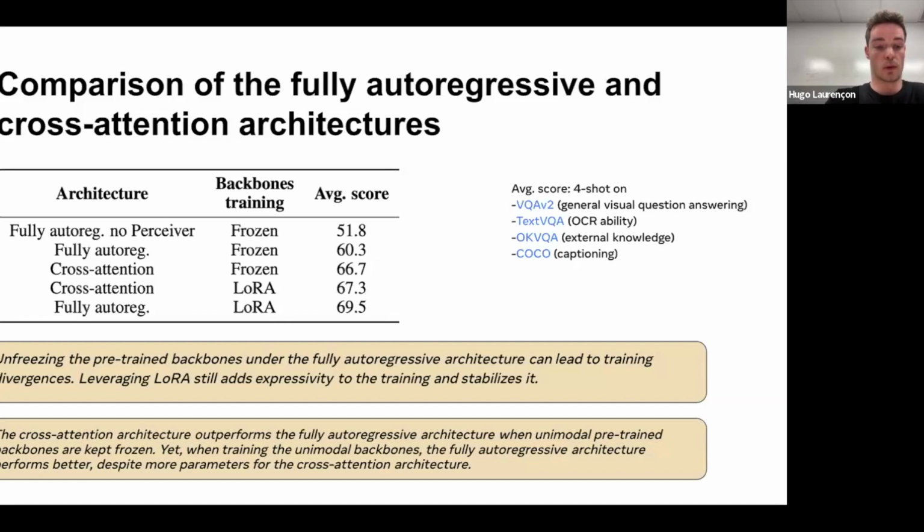So with the fully autoregressive architecture, first you have an architecture that is conceptually simpler and maybe easier to train. And also you have fewer trainable parameters, and fewer total parameters, and a better performance. So this is definitely the architecture we chose in the end.